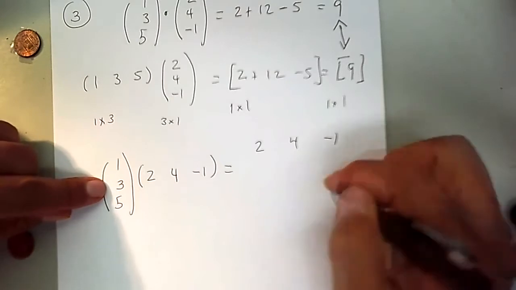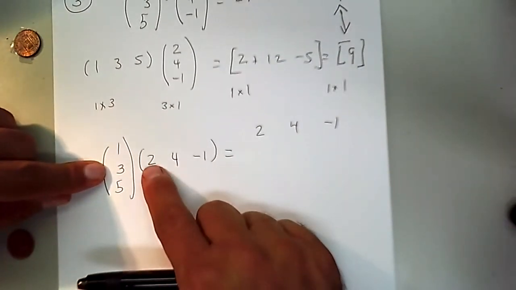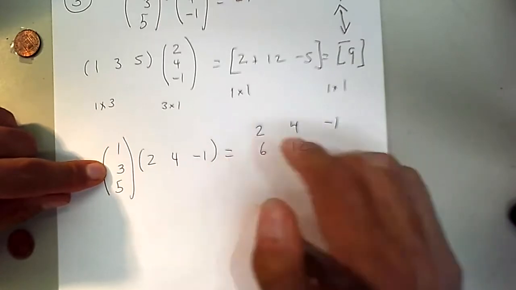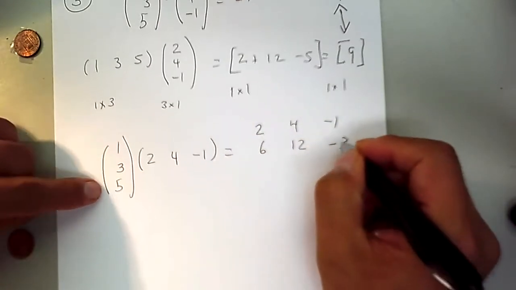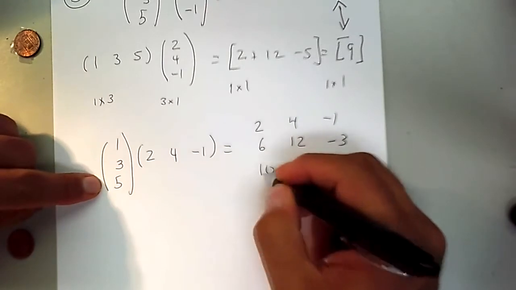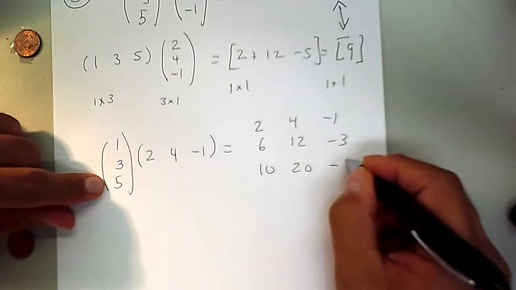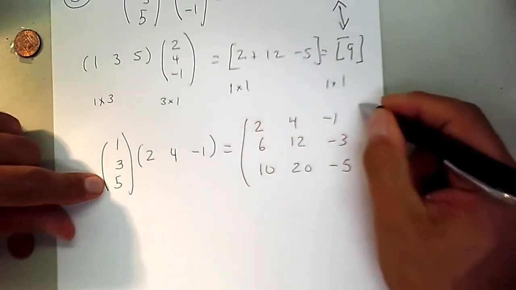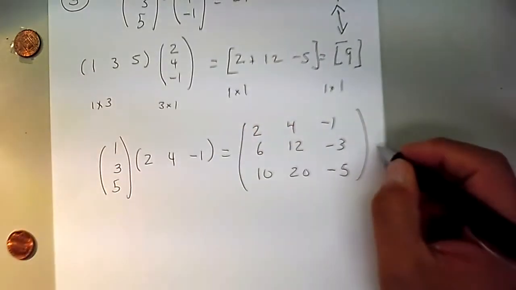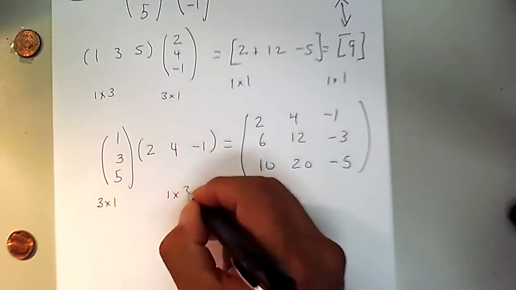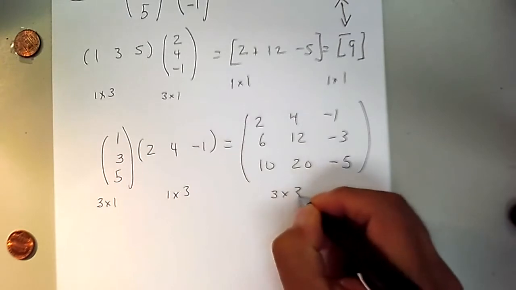But then we move down to the next row. 3 times 2 is 6. 3 times 4 is 12. 3 times negative 1 is negative 3. 5 times 2 is 10. 5 times 4 is 20. 5 times negative 1 is negative 5. So now we have a 3 by 3 matrix, which makes sense because this is a 3 by 1, 1 by 3, and then 3 by 3.